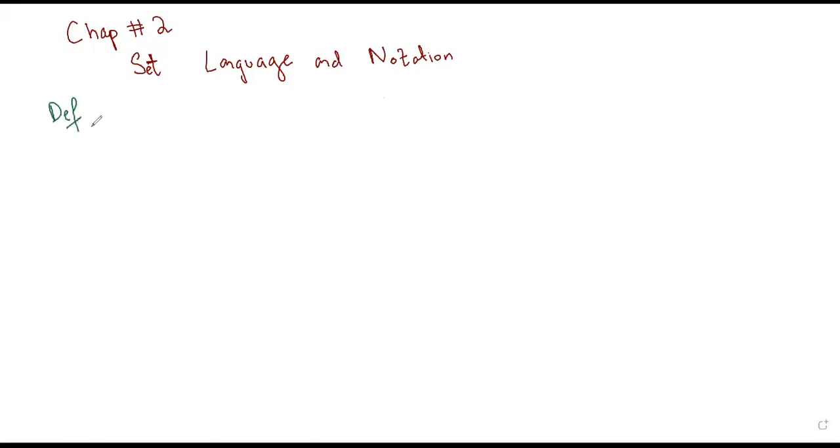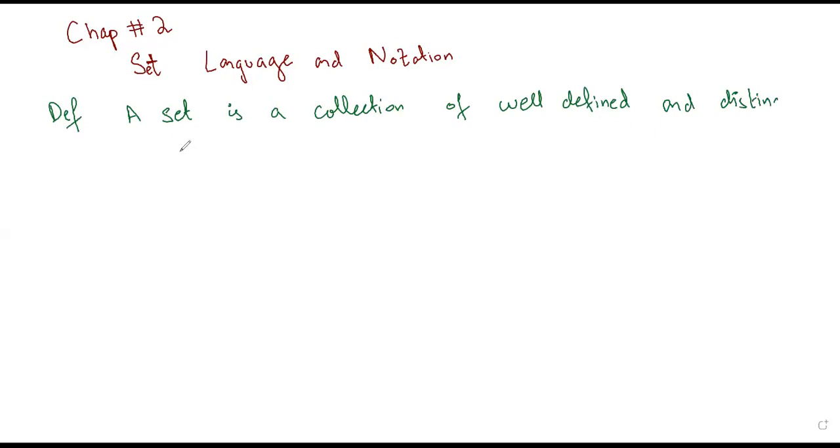Okay. Let's define a set together. So we are going to define sets. A set is a collection of well-defined, as the name said, well-defined and distinct objects. Distinct means different, right? Now, these two terms are very important. A set is a collection of well-defined and distinct objects.